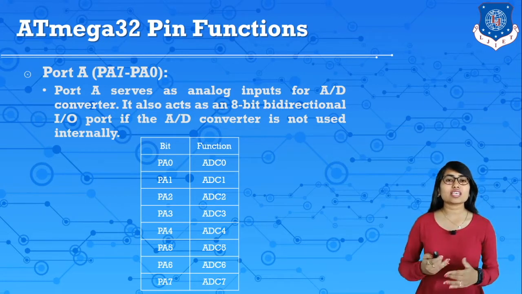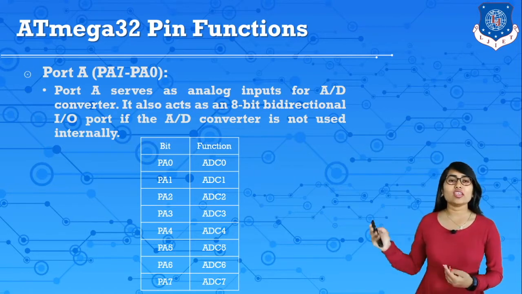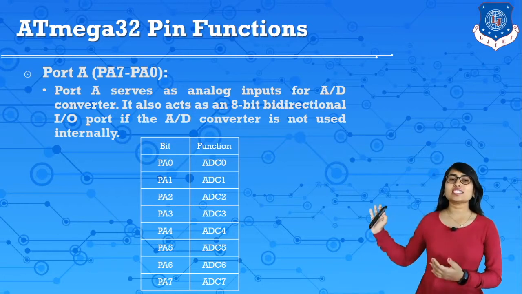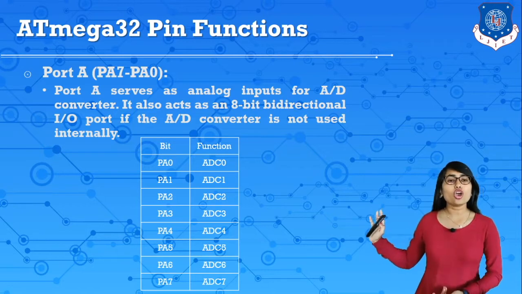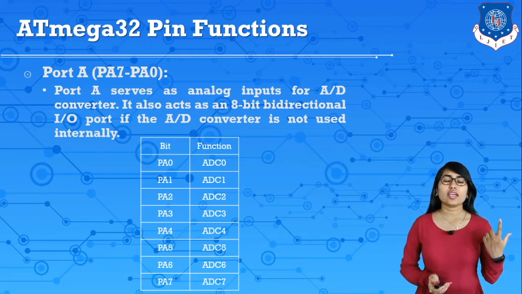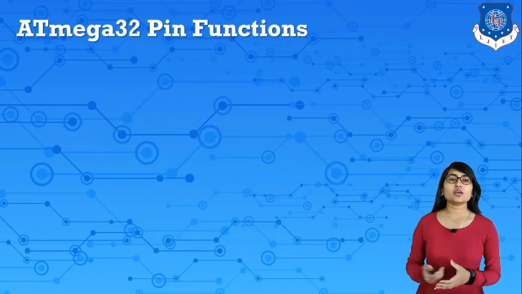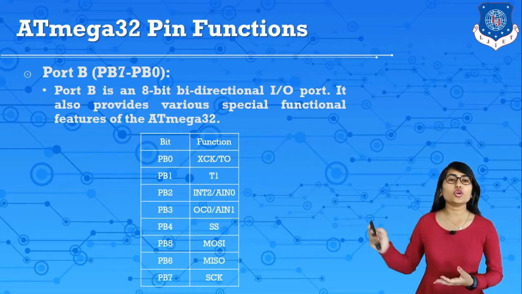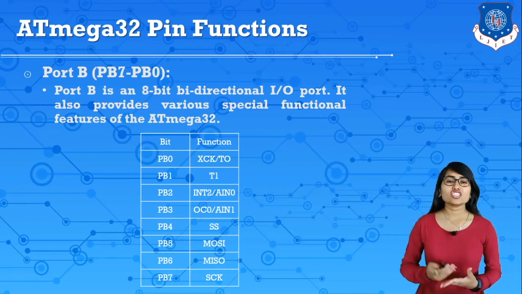If we want to send some data out or get some data in, then using this port A we can connect with the external world. So port A can be used either as an analog input for the A to D converter or as an 8-bit bidirectional input output port. Then next there is port B. Port B is also 8-bit. This port B is an 8-bit bidirectional input output port.